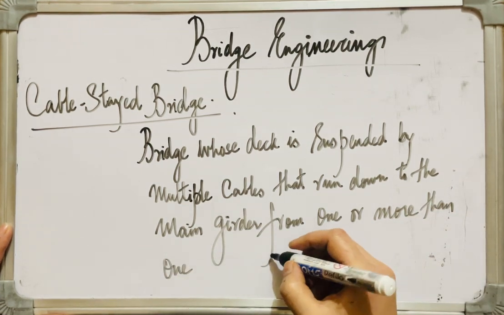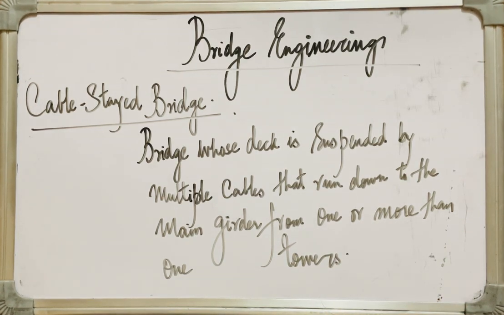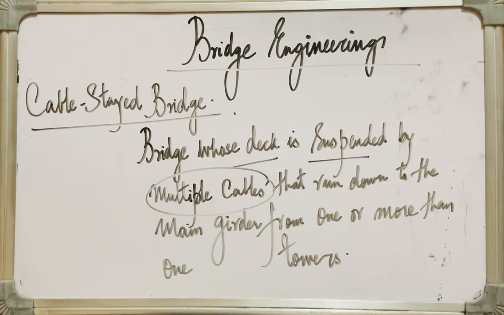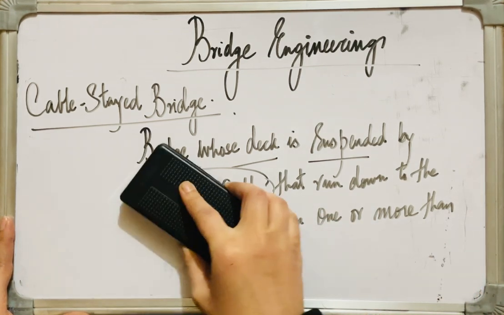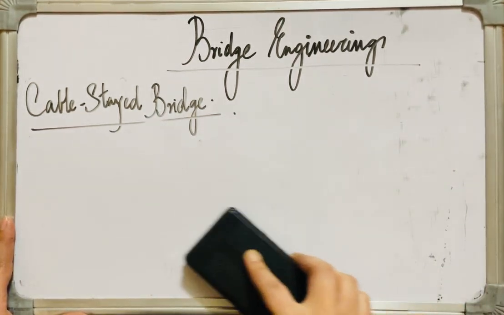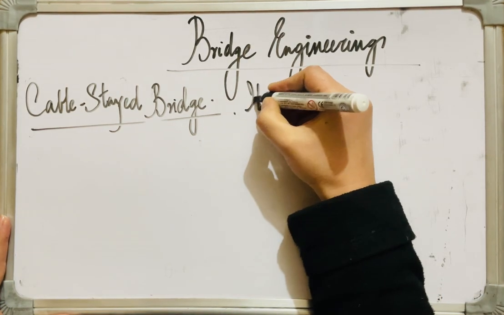All right, so a cable stayed bridge is that type of bridge whose deck is also suspended by means of multiple cables that run down to the main girder of the deck of the cable stayed bridge from one or more than one towers. This type of bridge was developed in Germany.